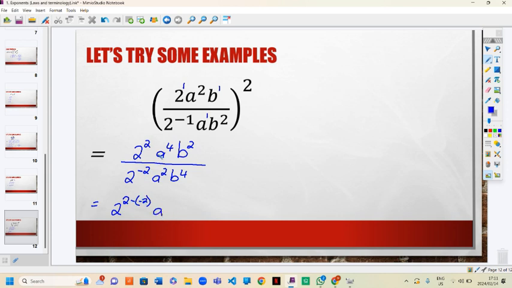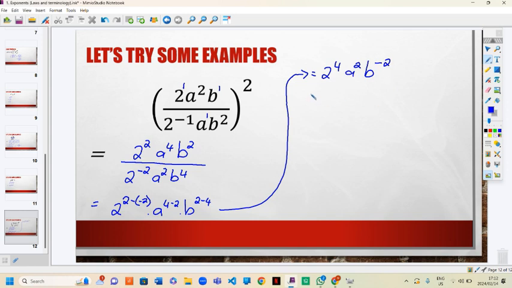Then I've got base of a, and I've got top minus bottom, which is 4 minus 2. And then I've got b, and I've got 2 minus 4. What is 2 minus 4? Now let's simplify here. Let's take this up over here because I'm running out of space. What is 2 minus minus 2? Good, that's 2 plus 2, which is 2 to the 4. Then I've got a to the power of 4 minus 2, which is 2. And I've got b to the power of 2 minus 4, which is negative 2.